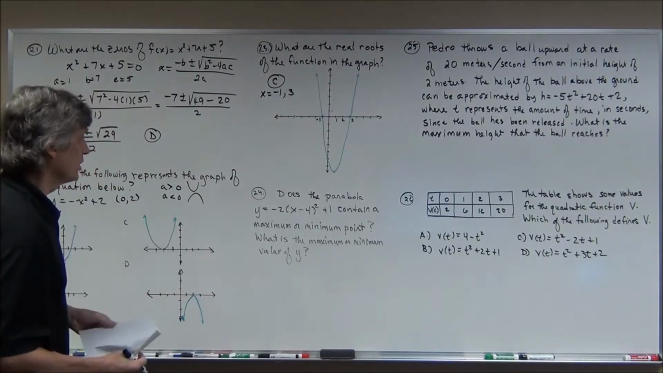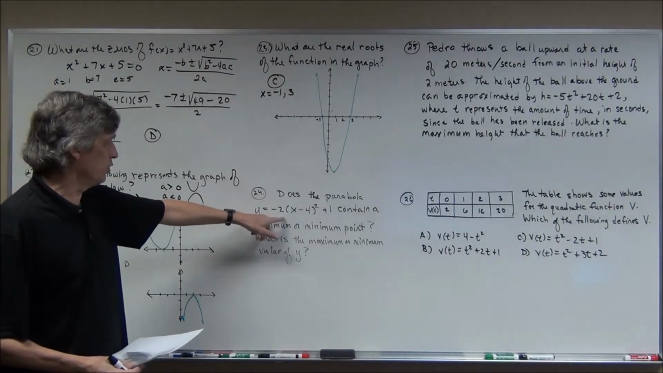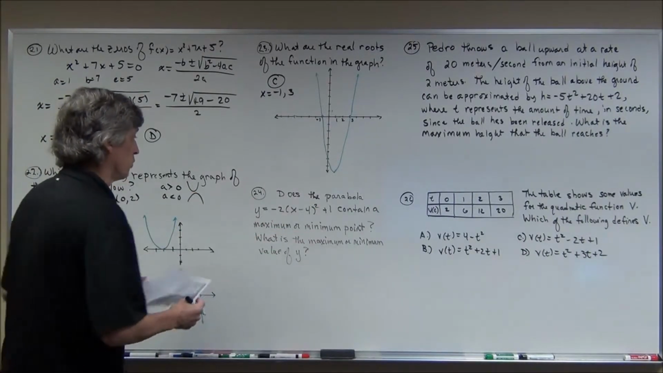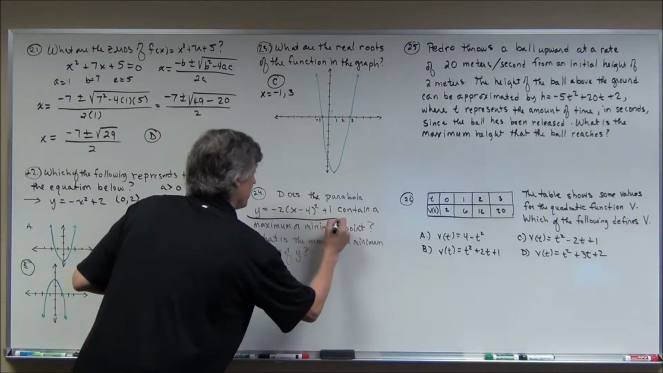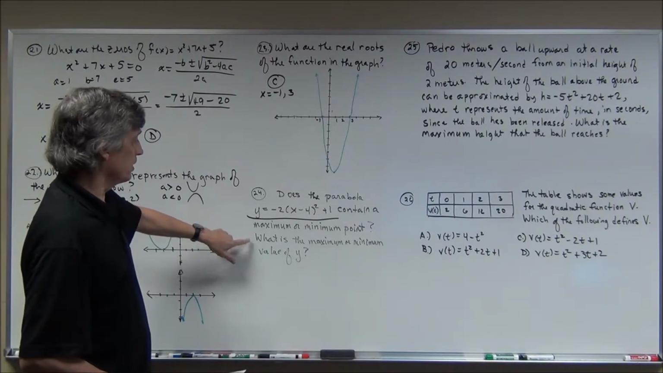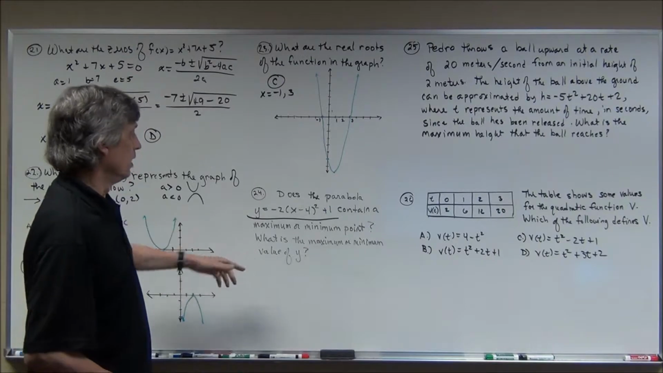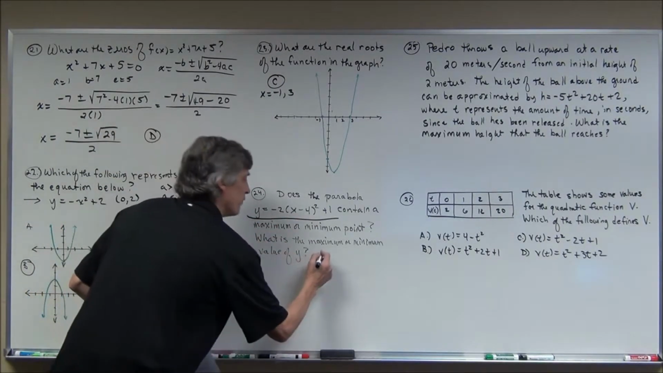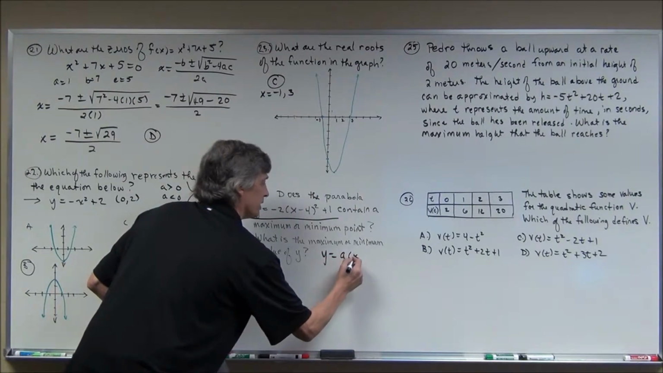Now in problem 24 it says, does the parabola y equals negative 2 times the quantity x minus 4 squared plus 1 contain a maximum or a minimum point, and if so, what's the maximum or minimum value of y? Well, notice here that this is in vertex form. Vertex form looks something like this.